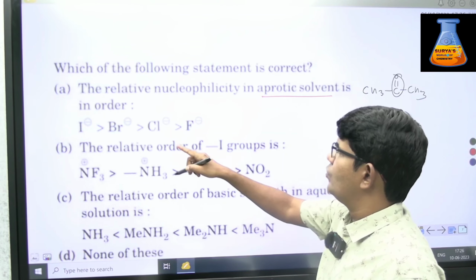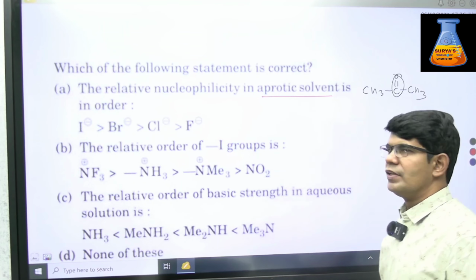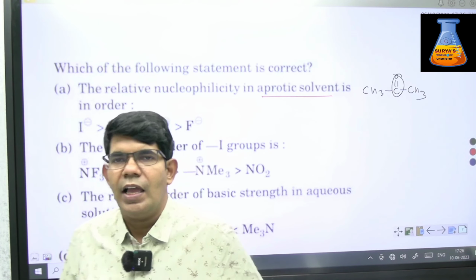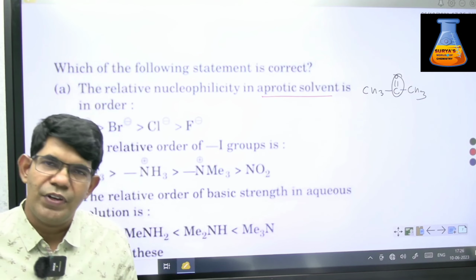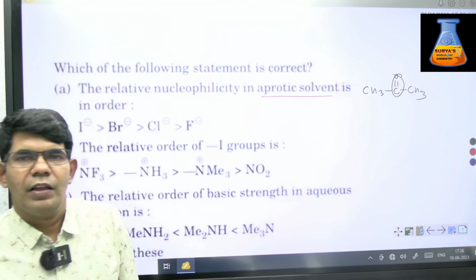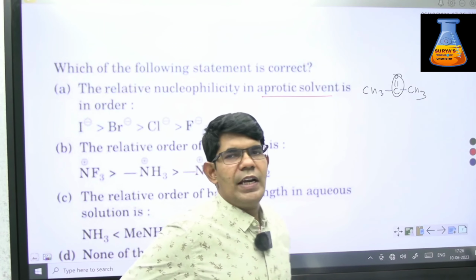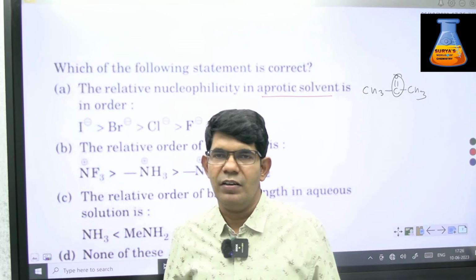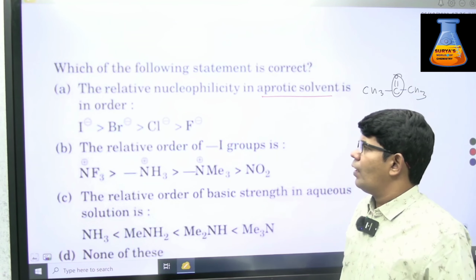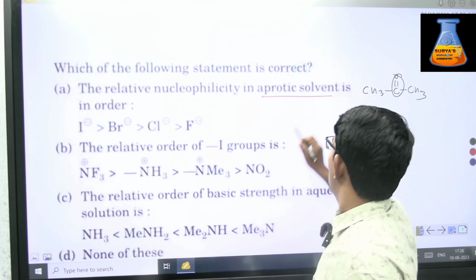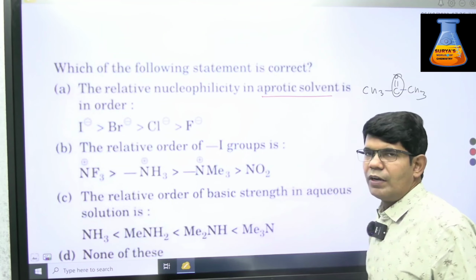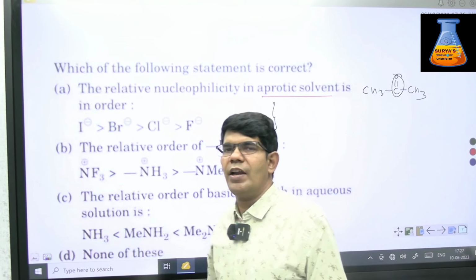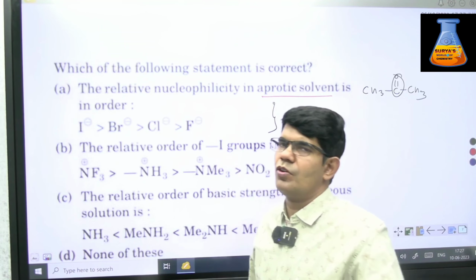The question is asking you to compare the halide ion nucleophilicity. What do you mean by nucleophilicity? The ability to donate an electron pair to an electron deficient center. When you say it is a nucleophile, it is always going to attack at the electron deficient carbon. So how do you compare? As it is a polar aprotic solvent, the anion does not get stabilized through hydrogen bonding. There is no solvation effect.